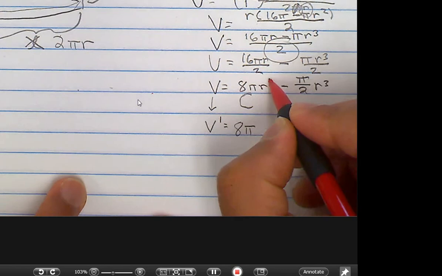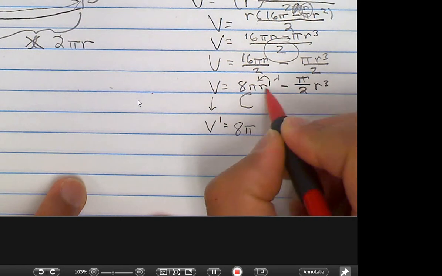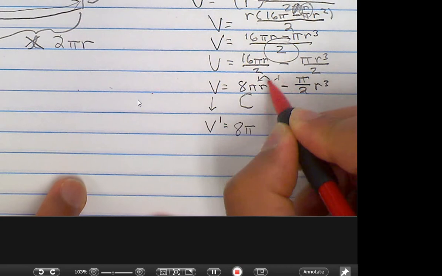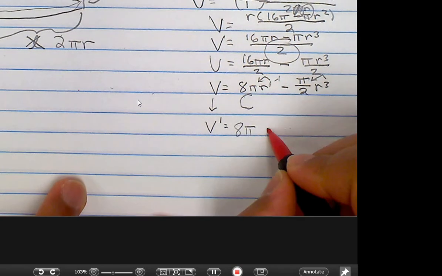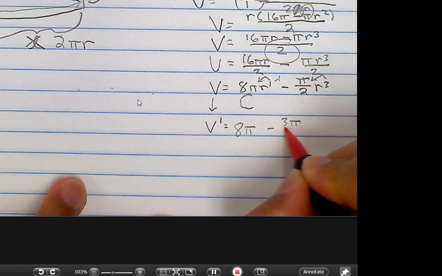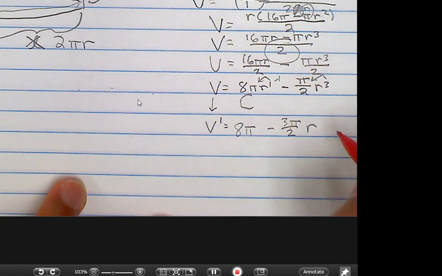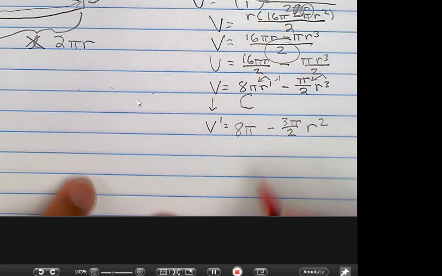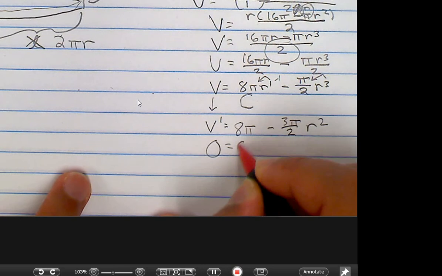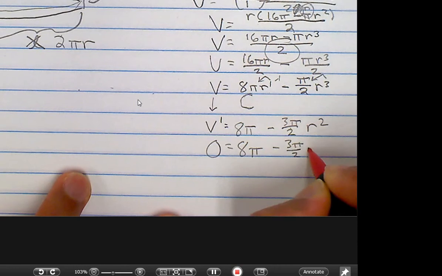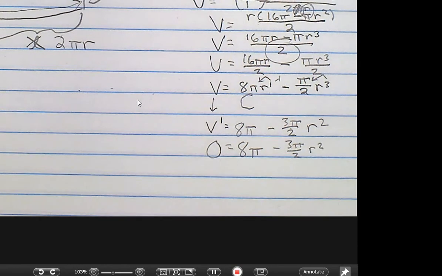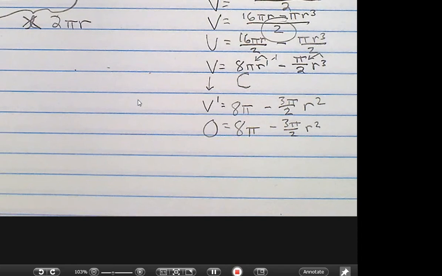This is really R to the 0, minus 3 times pi over 2, is 3 pi over 2 R to the second. Alrighty. Y'all know what to do. Optimize time. Set it equal to 0 and solve. Alright, find your solutions, and then I'll catch up to you.